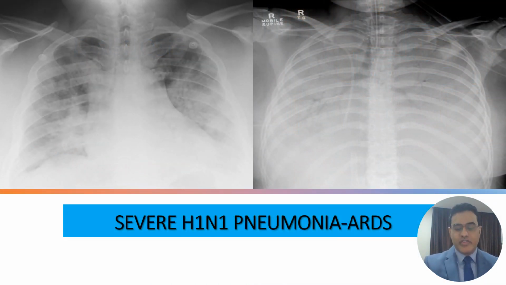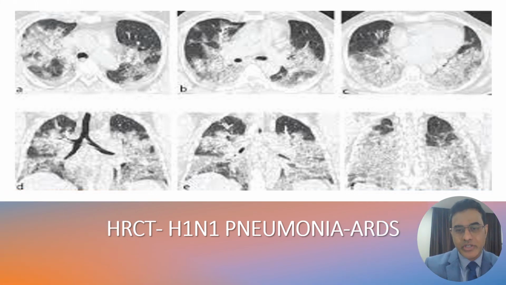Not all viral influenza leads to severe ARDS, but we do see a lot of people with low immunity going on to this severe pneumonia. You can see the complete whiteout of the lungs may happen, leading to an ARDS-like picture. These are CT scans of similar cases. We can see only 10% of the lung was functioning here, and 10 to 15% of the lung was functioning here.